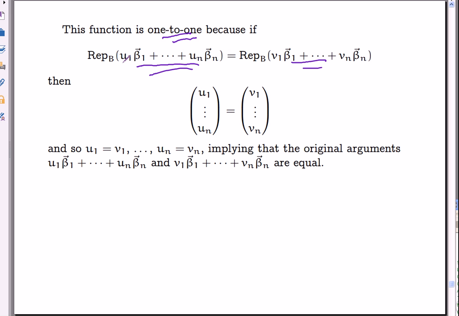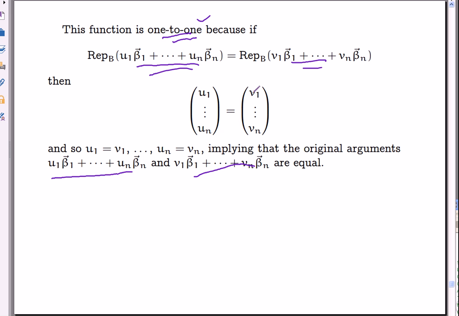Right? Now, if rep B of this vector is equal to rep B of this vector, that means that these coefficients, u1 through un, must be equal to the corresponding coefficients, v1 through vn. And that means that, in fact, the two vectors themselves must be equal. So here we have one-to-one.